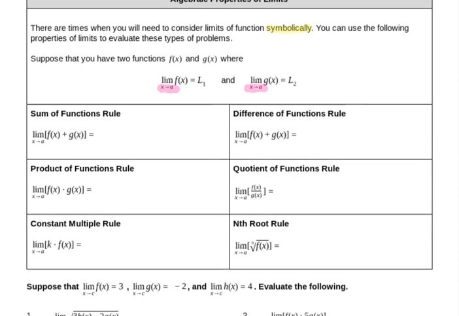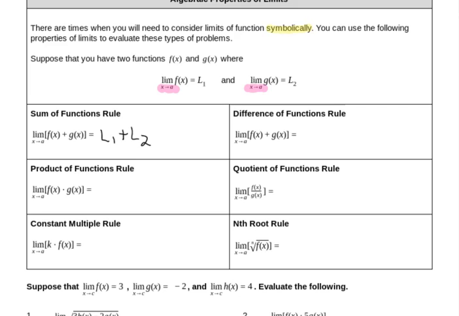But if you look here, we've got a set of 6 different properties or rules that we can use now in order to find limits. The first one is the sum of functions rule. This says the limit as x approaches a of f of x plus g of x. So what we're doing is we are taking the two functions and adding them together and finding the limit. Well, these properties tell us that if we already have the limits, then we can actually just add them together right away. So this would simply just be L1 plus L2 because we already know the limits.